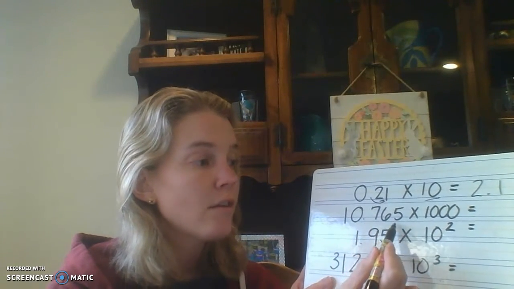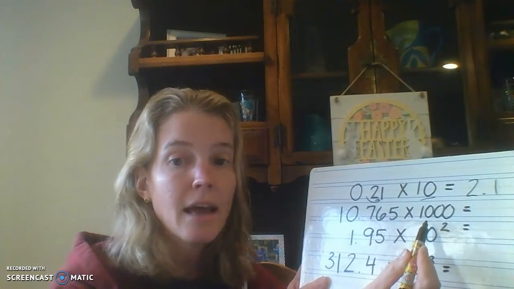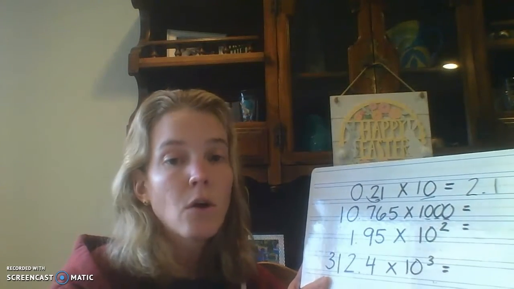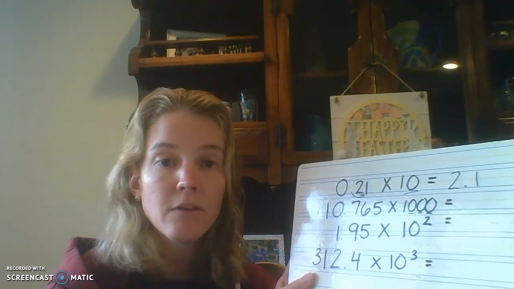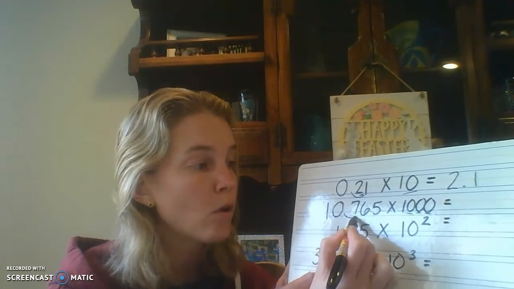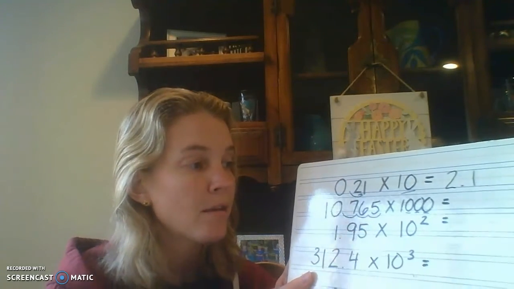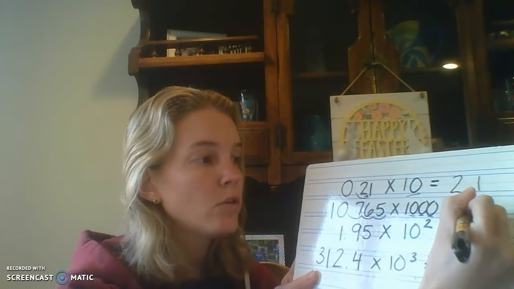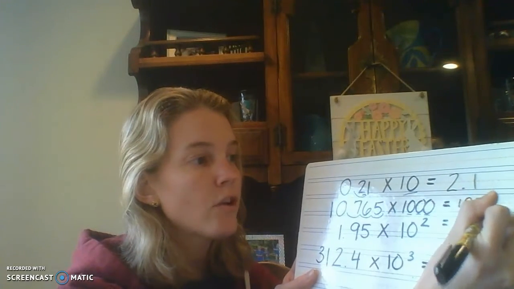For 10.765 times 1,000, again, count the number of zeros. So we have 1, 2, 3 zeros. So you're moving it over 3 decimal spaces to the right because, again, you're multiplying, you're making the number bigger. So I'm going to move it over 1, 2, 3 spaces. So 10.765 times 1,000 is equal to 10,765.